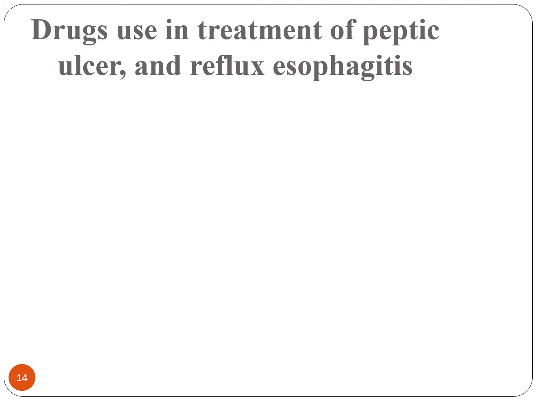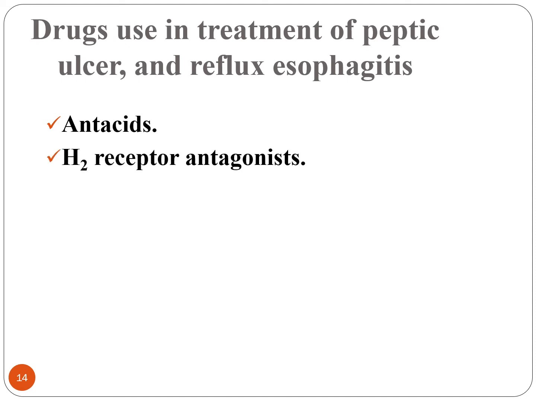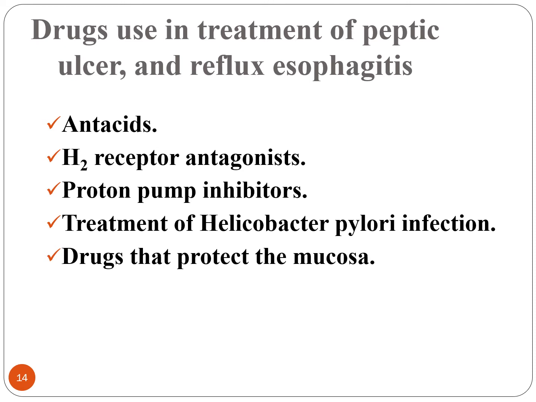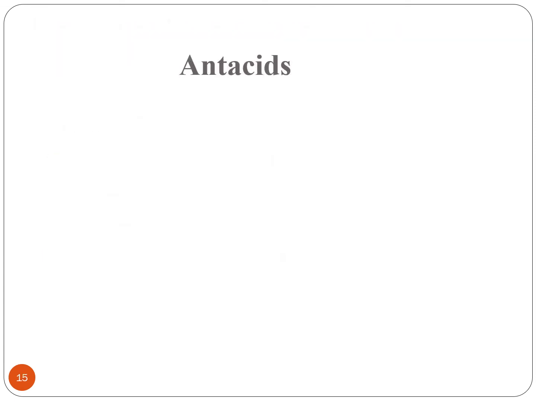Now we'll talk about the pharmacology, the drugs used in the treatment of peptic ulcer and reflux esophagitis. Reflux esophagitis is the reverse flow, or reflux, of the gastric content into the esophagus. This can lead to heartburn, the characteristic symptom. The drugs used for treatment of peptic ulcer and reflux esophagitis include the antacids, the H2 receptor antagonists and the proton pump inhibitors, and we'll talk finally about the treatment of Helicobacter pylori infection, as we know it's one of the causative factors that can lead to peptic ulcer. Also, we will talk about the drugs that can protect the gastric mucosa.